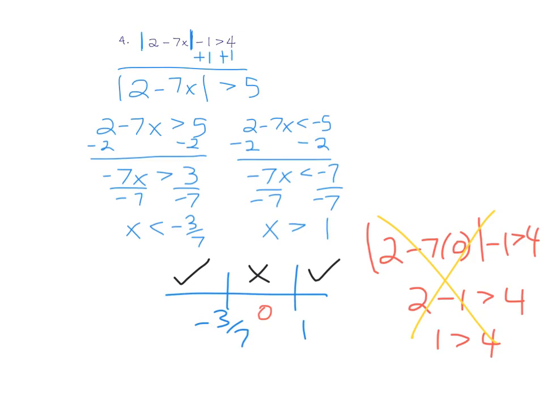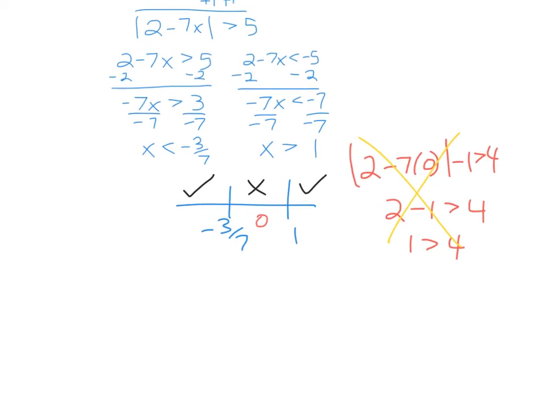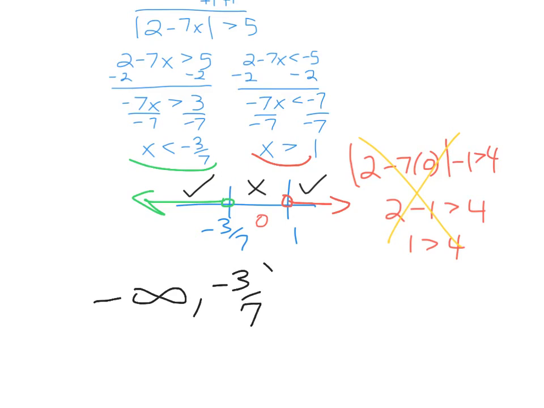So again, I can see that this is a union. You can also graph it. If you graph it, this one would be open this way, going here, and then this one open, going this way. So the interval notation, negative infinity up to negative 3 over 7, and it's all parentheses because it's just a greater than symbol, and then here 1 up to infinity.